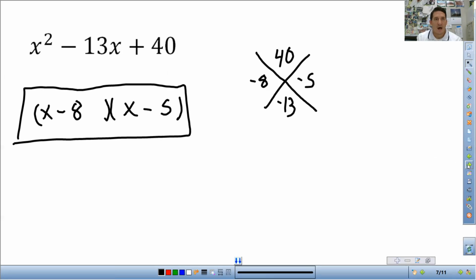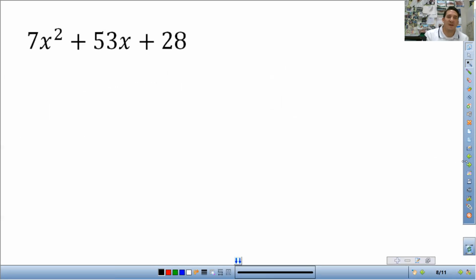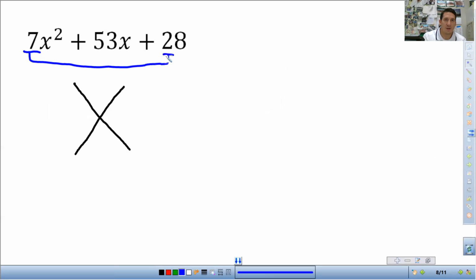All right. So the next thing that we're going to do is the process is going to be a little bit different if you have a number in front here. So if you have a number in front, you are going to multiply these two numbers together. So 7 times 28, 196. And then the middle number goes on the bottom, 53.